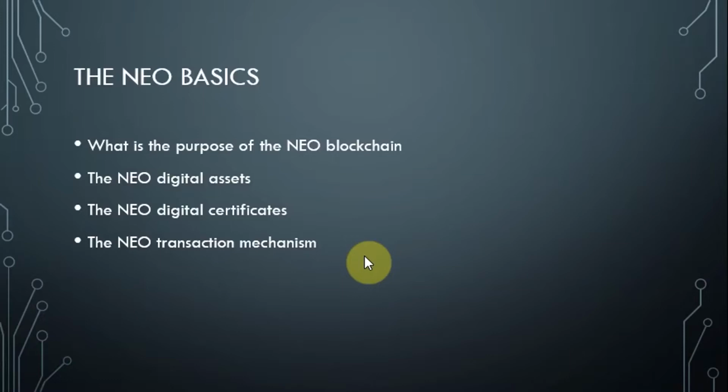So that's the purpose of the NEO blockchain: an open network for smart economy. And then how does the NEO blockchain attempt to achieve this smart economy? It attempts to achieve it using digital assets, digital certificates, and transaction mechanism. So digital assets plus digital certificate plus transaction mechanism equals the NEO blockchain. That is how the NEO blockchain attempts to create an open network for smart economy.